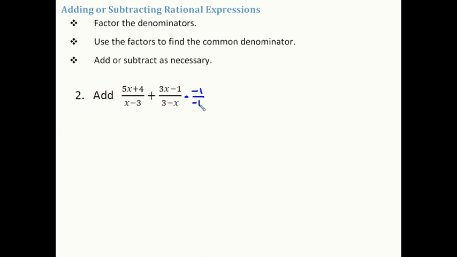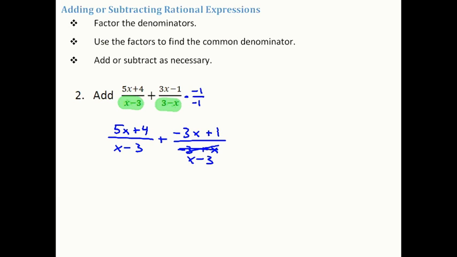When we do that, we see that we still have our 5x plus 4 over x minus 3 plus, and if we distribute these negative 1's in here, we'll get a negative 3x plus 1 and a negative 3 plus x. Well, this negative 3 plus x is really the same as x minus 3. And now we have common denominators. So we do that, again, when we have denominators that are opposite of each other.